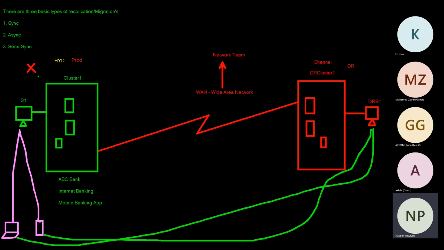So whenever Hyderabad is up and running again, I'll bring my client access back to the Hyderabad location. I'll make sure that all the data is there, and I'll bring everything back to Hyderabad. This is how we configure disaster recovery, and this is the purpose for which we replicate the data from one geographical location to another geographical location. Okay, any questions?